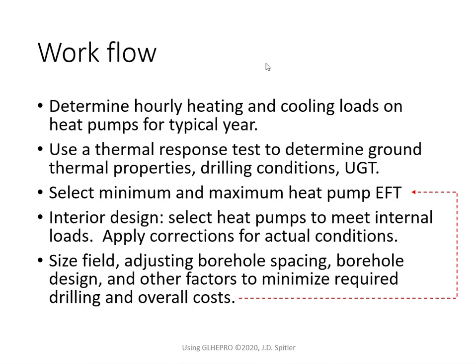Okay, so a little bit about workflow. This could be done different ways, but typically you would determine the hourly heating and cooling loads on heat pumps for a typical year. Ideally use a thermal response test to determine the ground thermal properties, the drilling conditions, and the ground temperature. You'd select a minimum and maximum heat pump entering fluid temperature, and once you've done that, then you can select the heat pumps that will meet those loads. And you may apply corrections to what the manufacturer gives in a standard table.